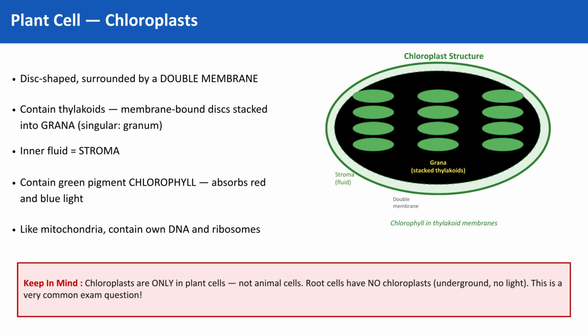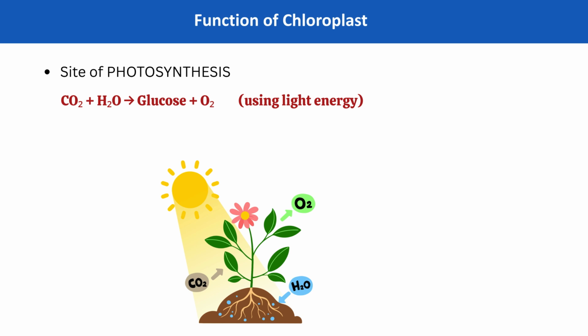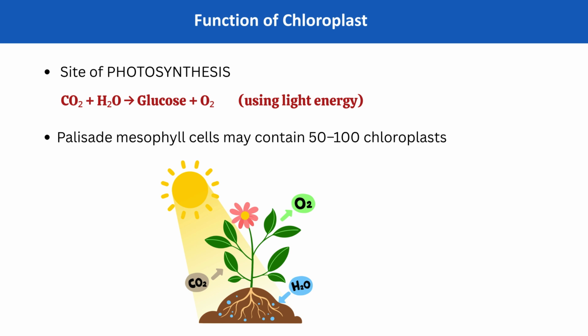One thing that you should keep in mind is that chloroplasts are found in the green parts of the plant, like the leaves and the stems, but they are absent in the roots. The next is the function of chloroplast. So the main function of chloroplast is photosynthesis. In this process, carbon dioxide and water are converted into glucose and oxygen using light energy. And in leaf cells, especially the palisade mesophyll cells, there can be around 50 to 100 chloroplasts in a single cell. This shows us how important the process of photosynthesis is.